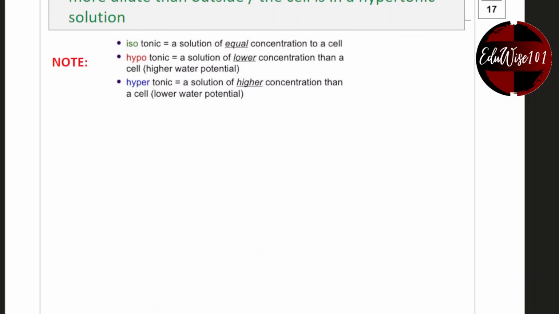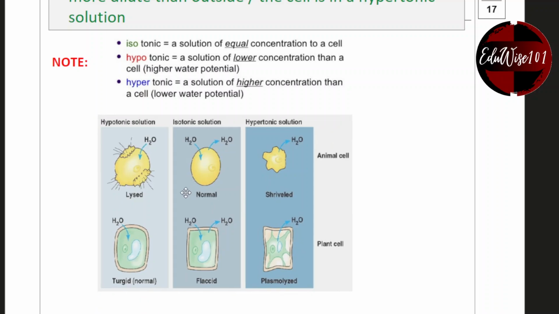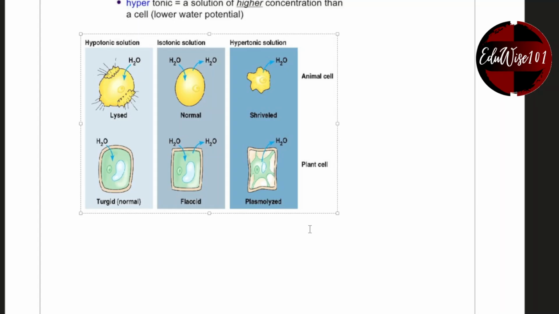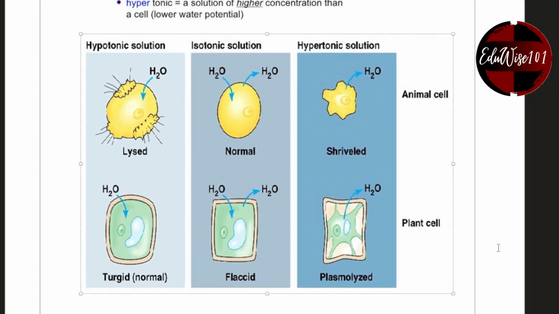So what actually happens to cells? You need to remember what happens to cells for both animal and plant cells. In a hypotonic solution, water moves in. In animal cells, the cell gets bigger and eventually bursts because there's no cell wall to protect it, so we call it lysed. In plant cells, we call it turgid because the cell wall protects the cell from bursting, so it gets firm and slightly bigger.